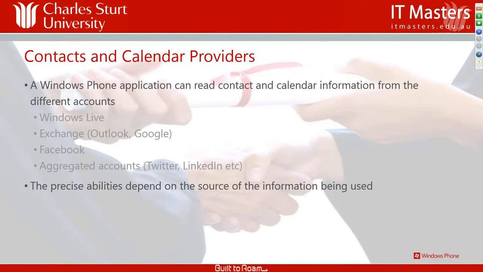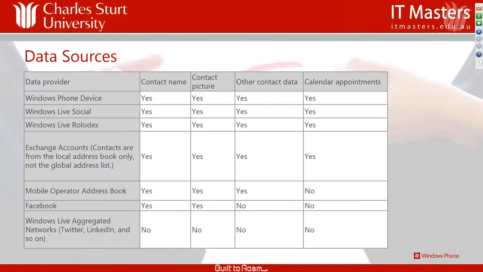Depending on which of these providers you're interested in determines which contact and which calendar information you get access to. I won't go through this table in detail, but it's available in the slides so that you've got information as to what data you can get. So, for example, for contacts that are on the device, you get access to all of the contact and calendaring information, whereas for data coming from the Windows Live aggregated networks, you can't access nearly any of the data at all.